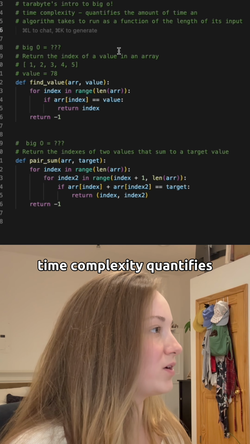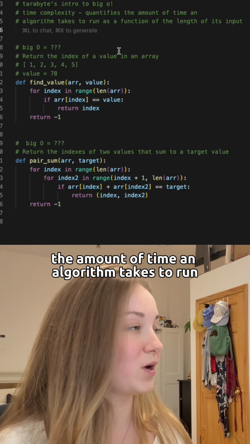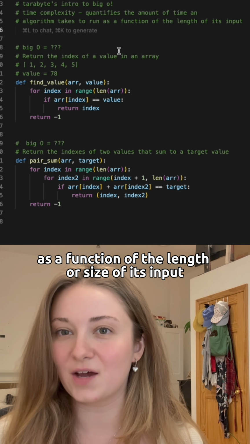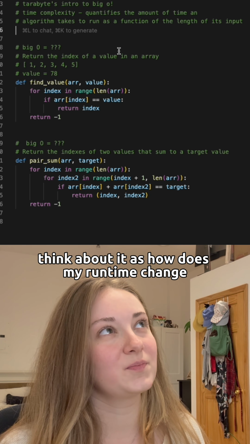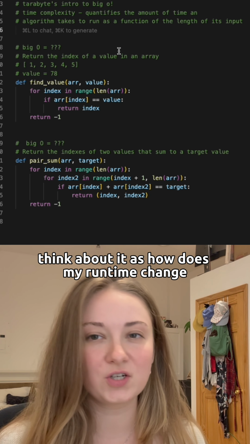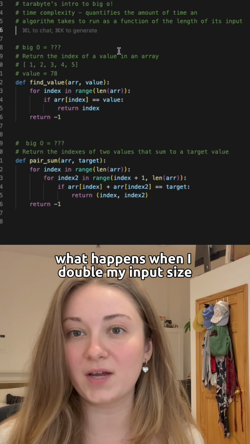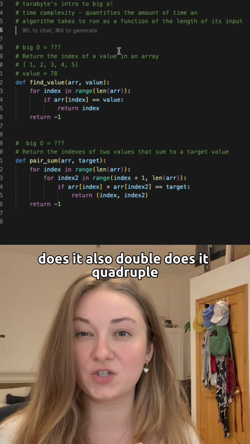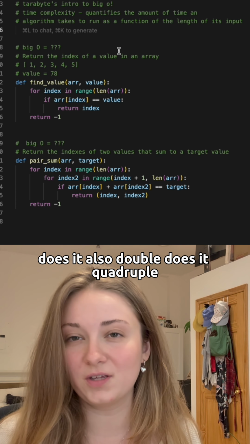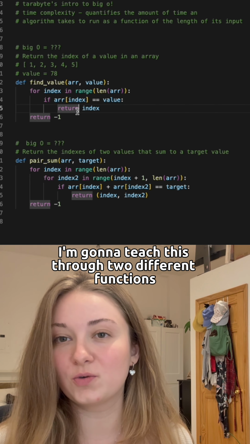Time complexity quantifies the amount of time an algorithm takes to run as a function of the length or size of its input. Think about it as, how does my runtime change as the size of my input changes? What happens when I double my input size? How does the runtime change? Does it also double? Does it quadruple? And I'm going to teach this through two different functions.